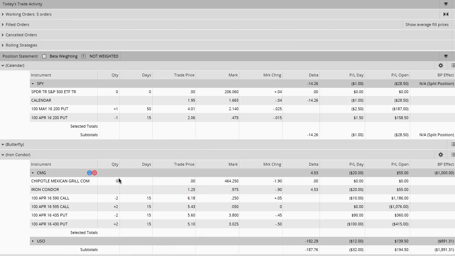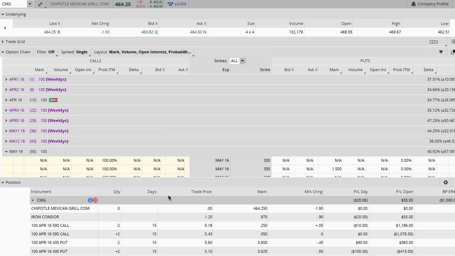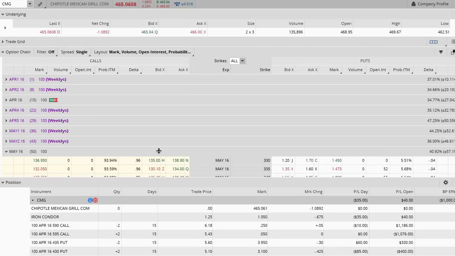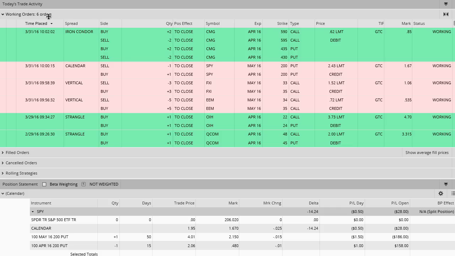So now when I go in to buy back this order to close, I right click on it and go to buy the iron condor to close. Now it's going to create a buy order, and I want to buy it back whenever the value goes down to, let's say, $62. It's actually 62.50, but let's just say $62. And again, we're going to create this GTC order. So once I submit this, now this is going to be working in our position and activity statement.